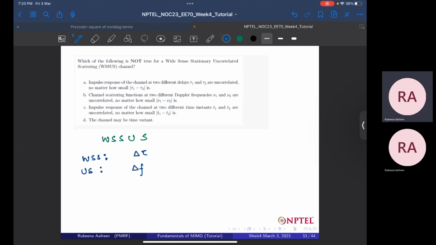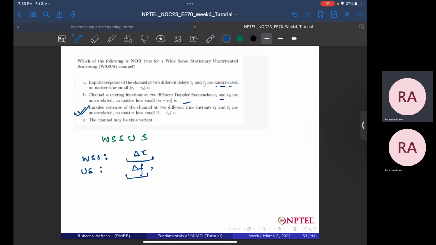So the important thing is that the impulse response of the channel at two different delays, tau 1 and tau 2, it says are uncorrelated. No, it is definitely correlated. So at different Doppler frequency are uncorrelated. No, because the uncorrelated scattering means that it will depend upon delta f, and wide sense stationary means that it will depend upon the delay. But then impulse response at two different time instants are not considered. So this is not true for the wide sense stationary uncorrelated scattering.